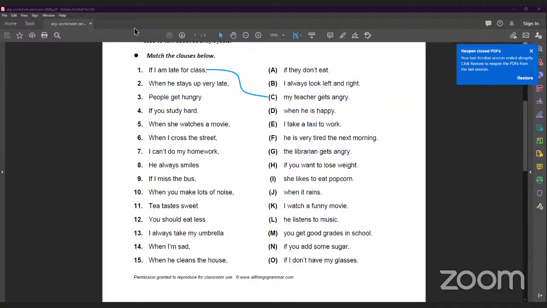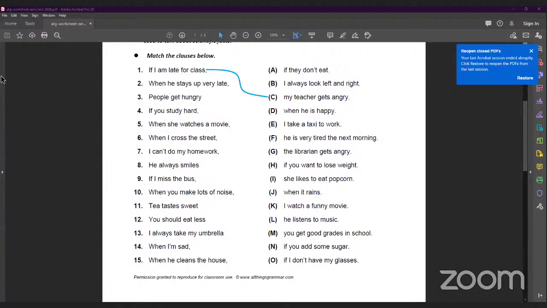Miss Nicole Figueroa, please, let's continue. 12 and 13. You should eat less if you want to lose weight. Okay. Next one, please. 13. I always take my umbrella when it rains. When it rains. Okay, cool. Thank you.